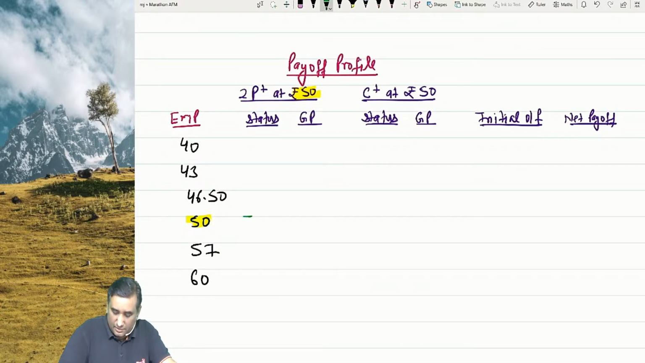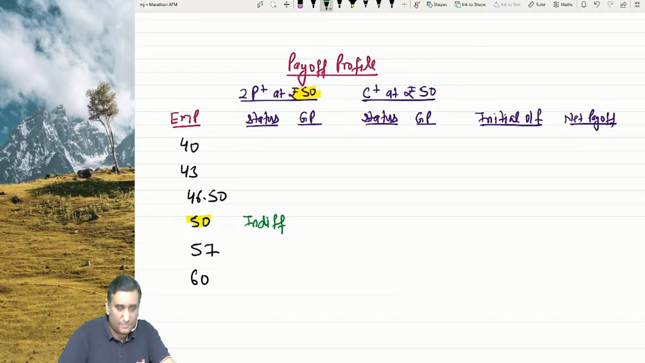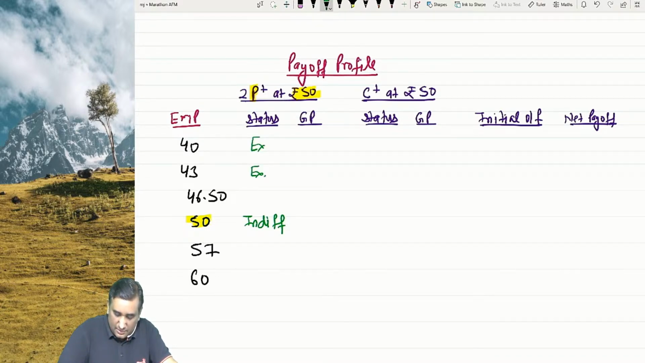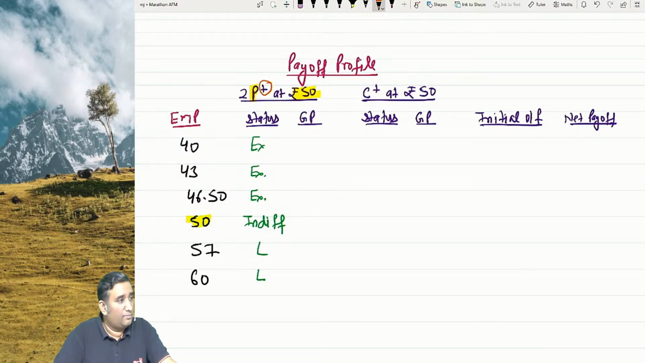In front of that I write, then highlight only P, put option. Downside, upside, downside. I put here exercise, exercise, exercise. Then I look at what? Holder or writer. It is a holder. Holder would be profit. And since it's 2 put options, double the profit will come.